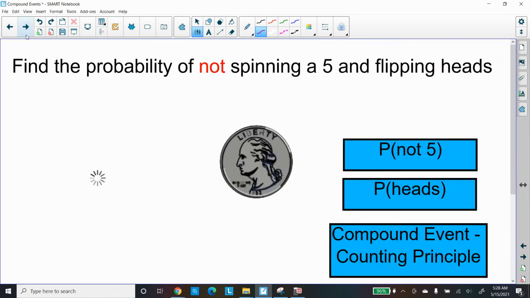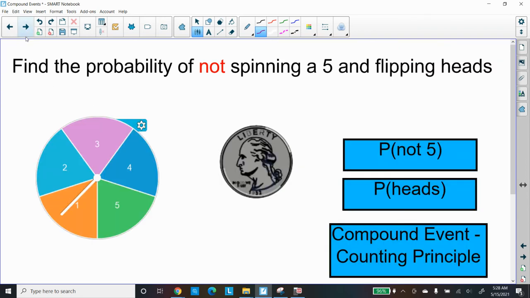Shame on you, Dr. Rob. Let's try to stay with the game, Dr. Rob. Probability is so much fun. Find the probability of not spinning a 5. So we don't want to spin a 5. Hey, didn't we just do that? And flipping ahead.